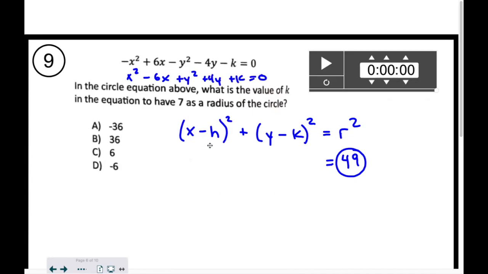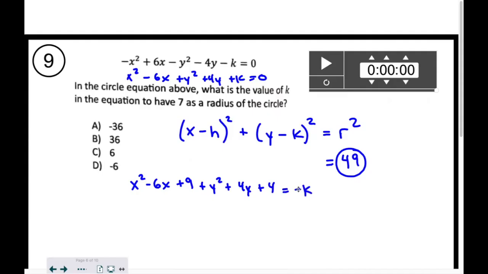Then what I'm going to do is three things at once. I'm going to do x squared minus 6x. I'm going to add 9 to that because half of 6 is 3 and 3 squared is 9. So I'm just completing the square. Then y squared plus 4y. And then I'm going to add 4 to that because half of 4 is 2. 2 squared is 4. Then I'm going to bring the k over here. So that's negative k.